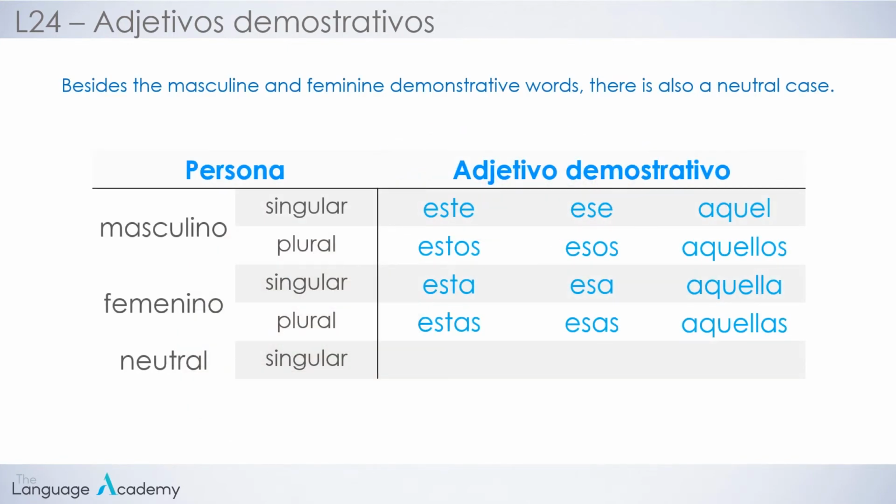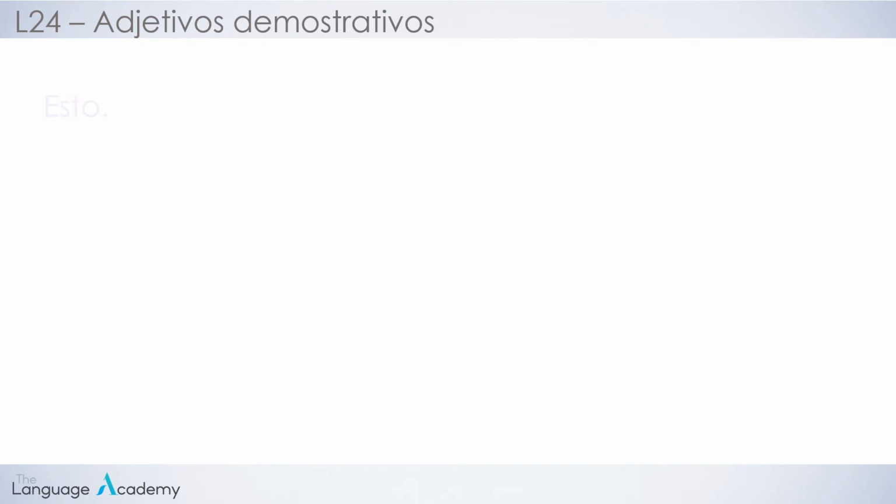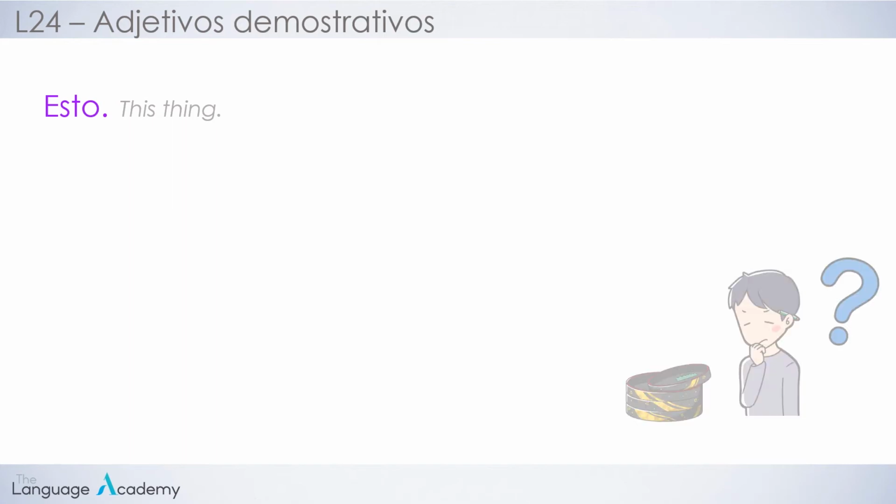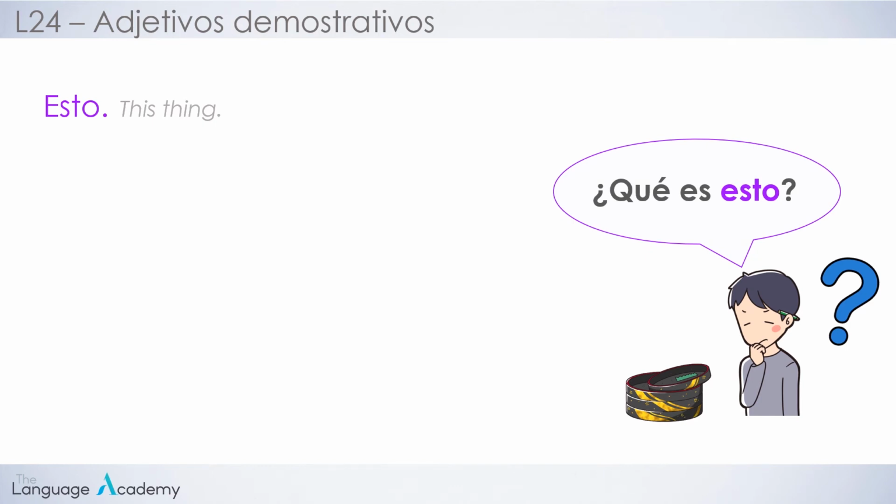Besides the masculine and feminine demonstrative words, there is also a neutral case. These are esto, eso, aquello. The neutral case already has the concept of thing within it. So when we say esto, it actually means this thing. For example, if you want to ask, what is this? You can say, ¿qué es esto?